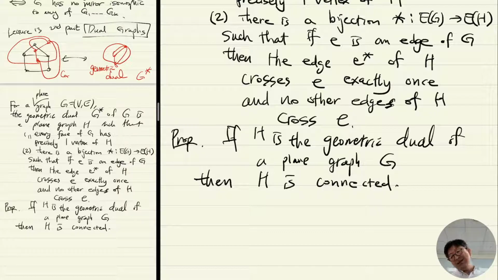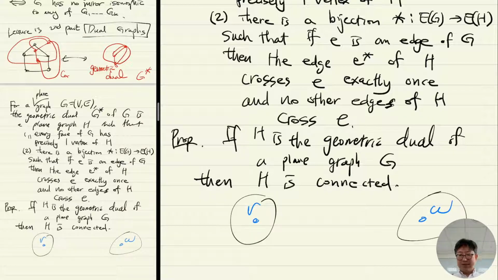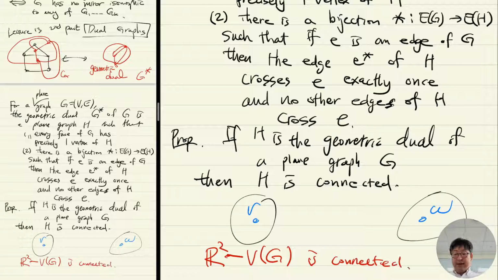Why? Because pick two vertices V, W of H. Now in the initial graph they are in different faces, right? Now let's think of the plane minus all the point sets of the vertices. This is connected, right? Topologically. Because you take a plane, you delete finitely many points, you still have a connected set of points, right? So that means between any two points you have a curve. So I can find a curve connecting these two points on the plane.